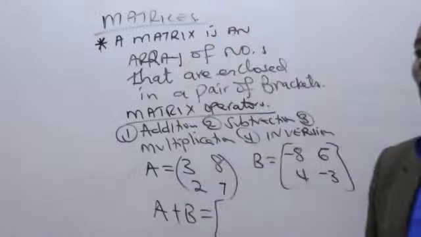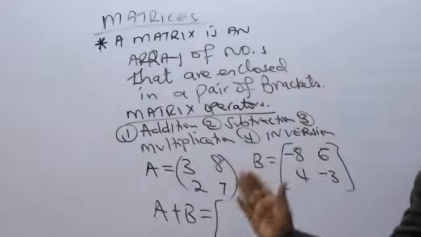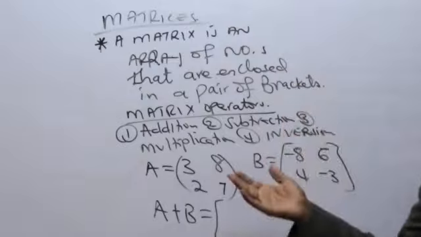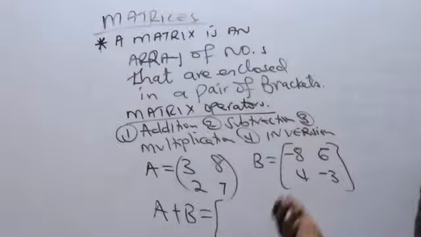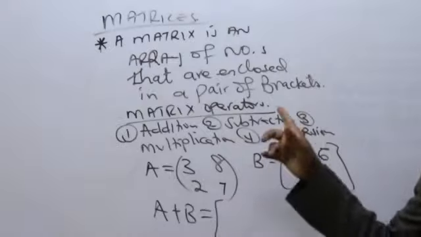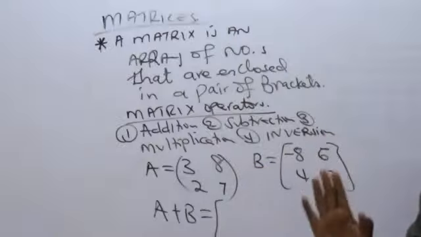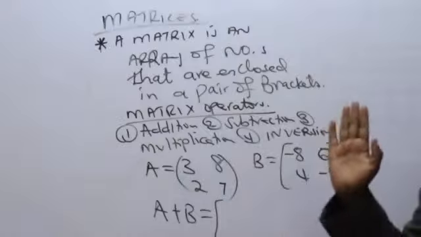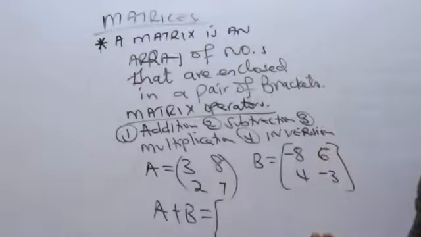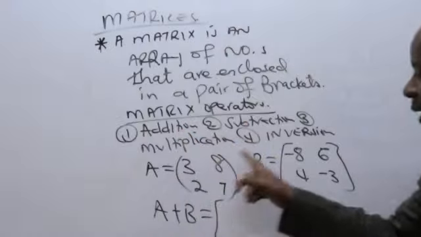How do we get to add the two matrices? Remember what we have said here is that a matrix is an array of numbers that are enclosed in a pair of what here? Brackets. Under matrices, we must be good at these matrix operators. Matrix operators are 4. We have addition, subtraction, multiplication, and number 4, inversion. So ladies and gentlemen, I would want us to do these just by using this small example.